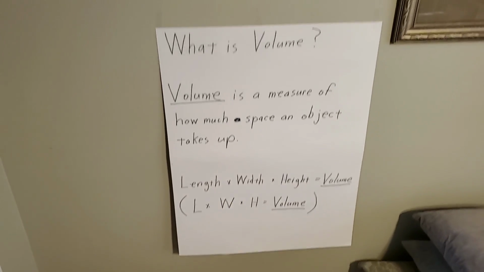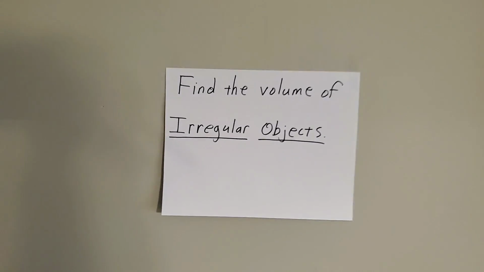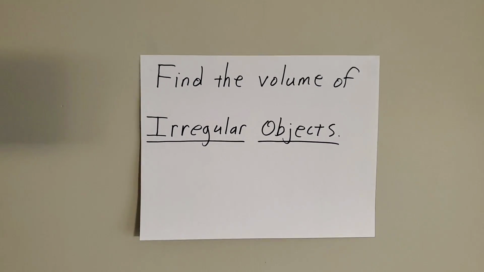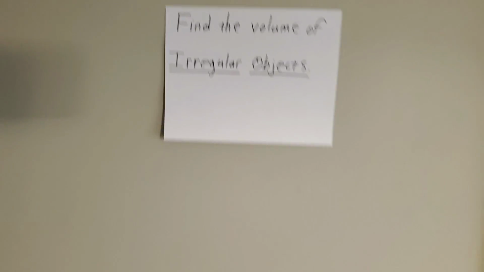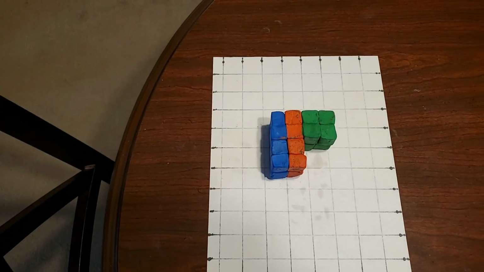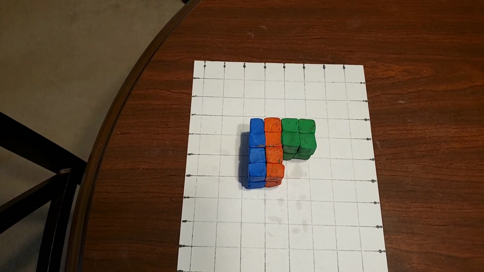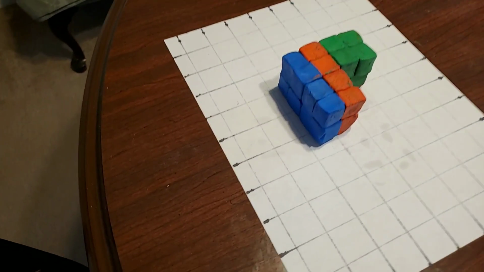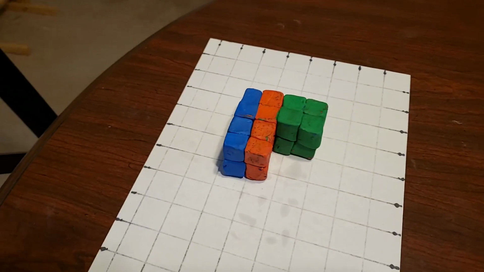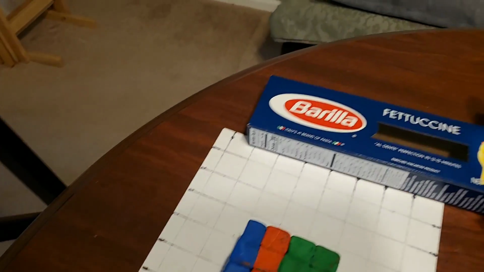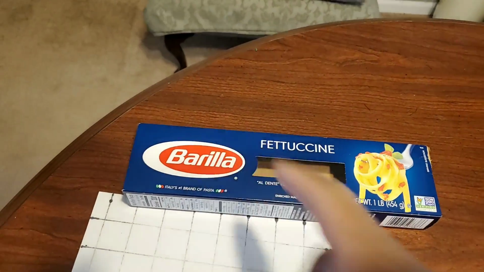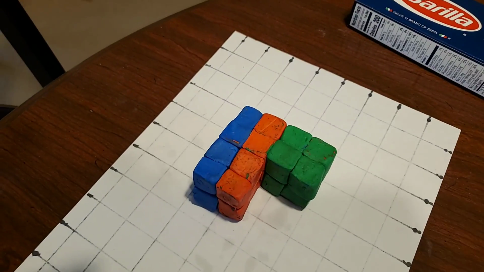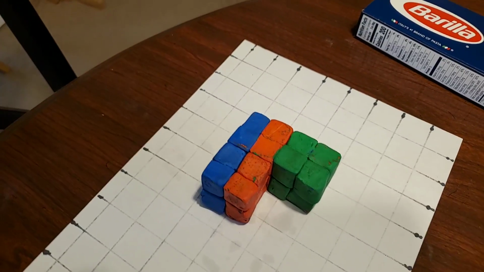So today, we will be finding the volume of irregular objects. So what do I mean when I say irregular objects? Let's look at this object right here. This is an example of an irregular object. Take another look at it. You'll notice it compared to this box right here. This is a complete rectangular prism. This is not an entire rectangular prism.